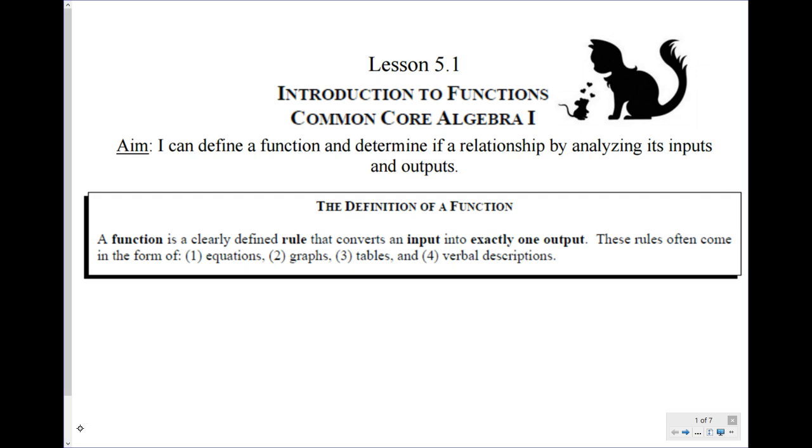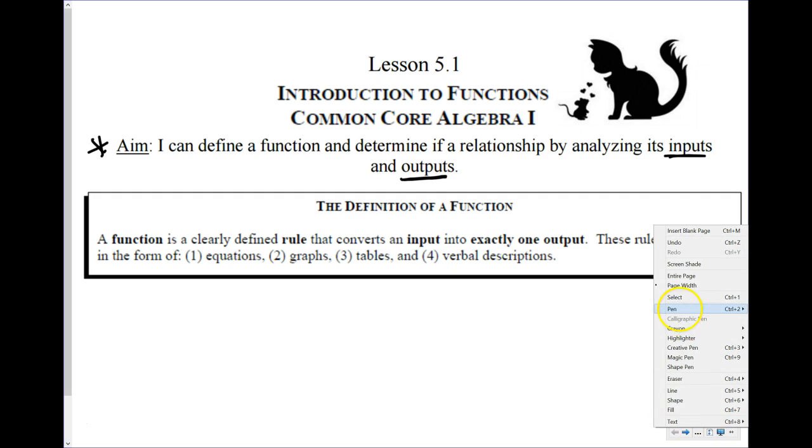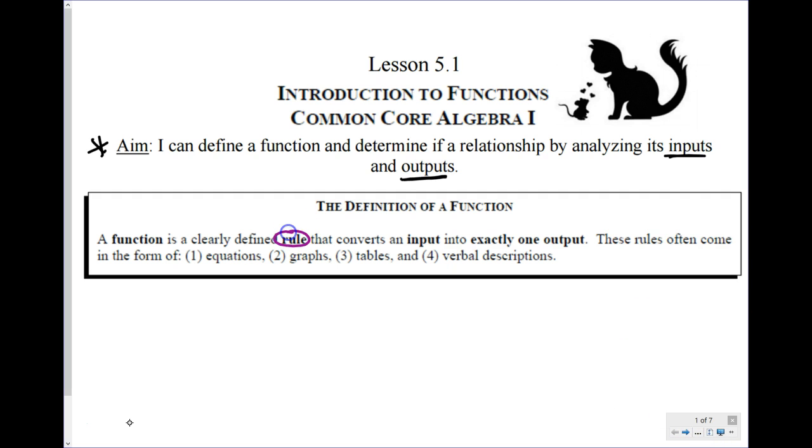Alright, let's get started. Your aim is that I can define a function and determine if a relationship is a function by analyzing its inputs and its outputs. We're going to use those two words a lot when we talk about functions. So the definition of a function is that it's a rule. I'm going to circle that. It's a rule that converts an input into exactly one output. So you put something in, basically, you plug in, and you get exactly one thing out. So what do you plug in as your input, and what number do you get when you plug it in?